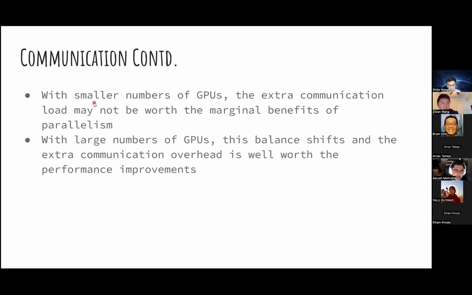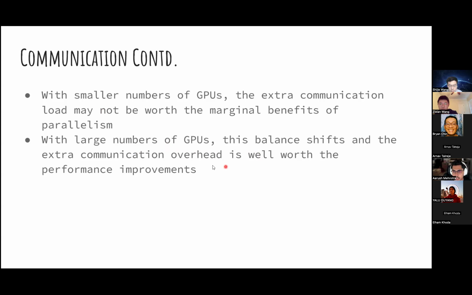And so the takeaway from here is that when you have smaller numbers of GPUs, this extra communication load that's being introduced by parallelism may not be worth the marginal benefits. But it depends on other factors such as the size of the model, how much GPU memory you have, and other things. And with a large number of GPUs, again, it still depends on the same factors, but the balance shifts towards parallelism almost certainly being the better way of implementing this.